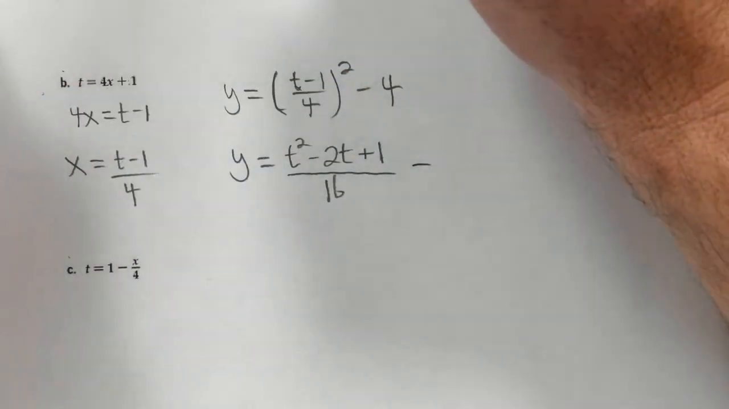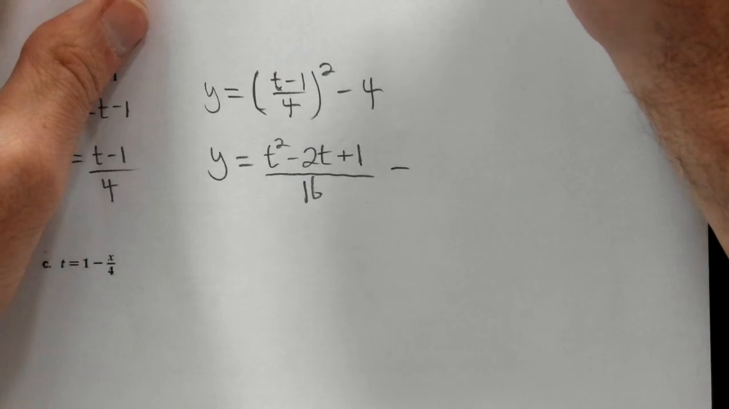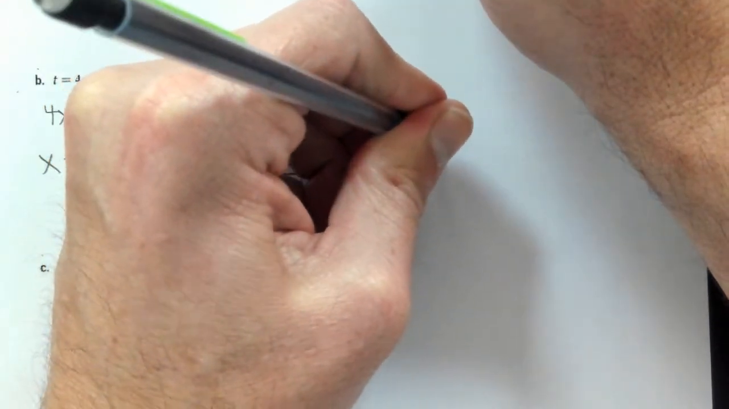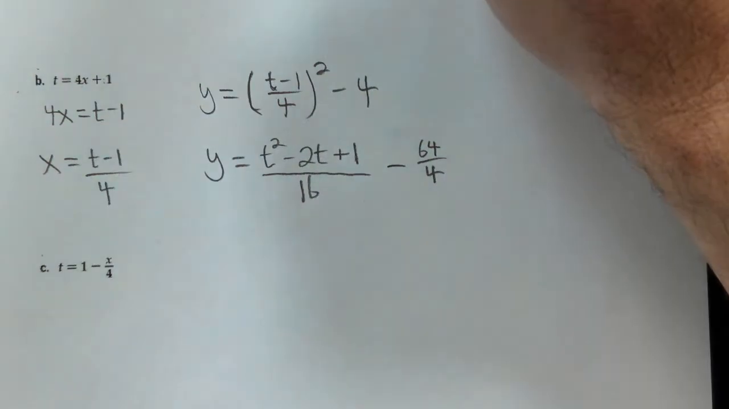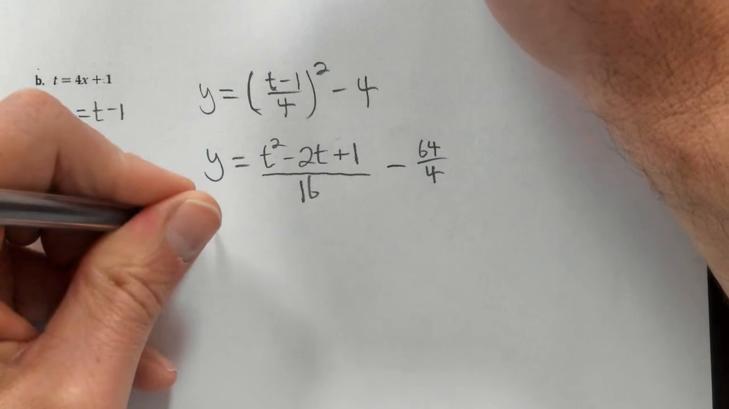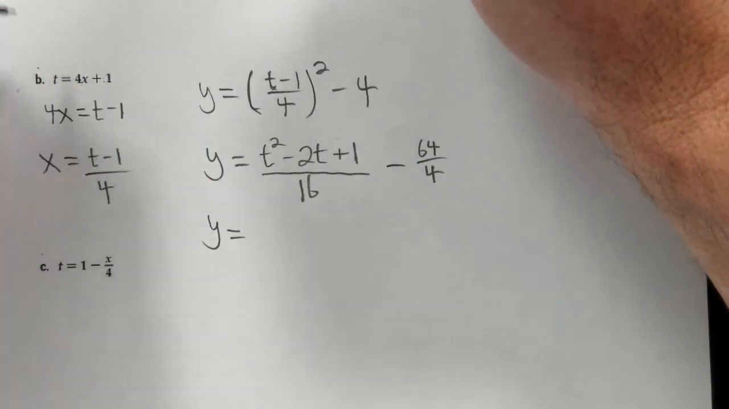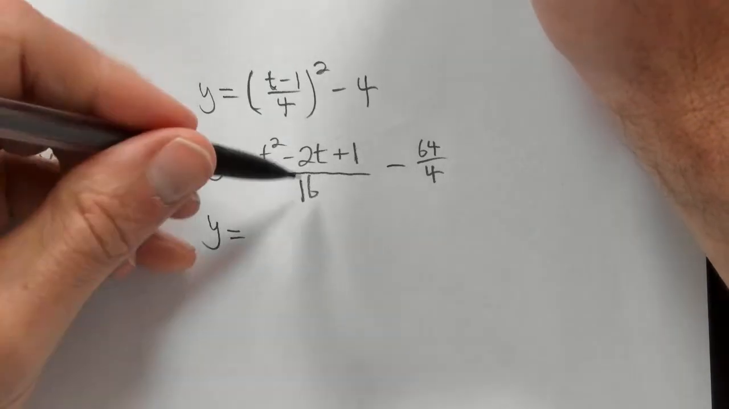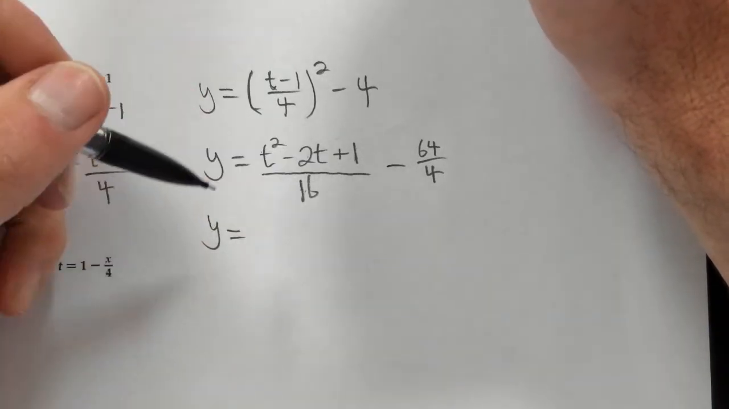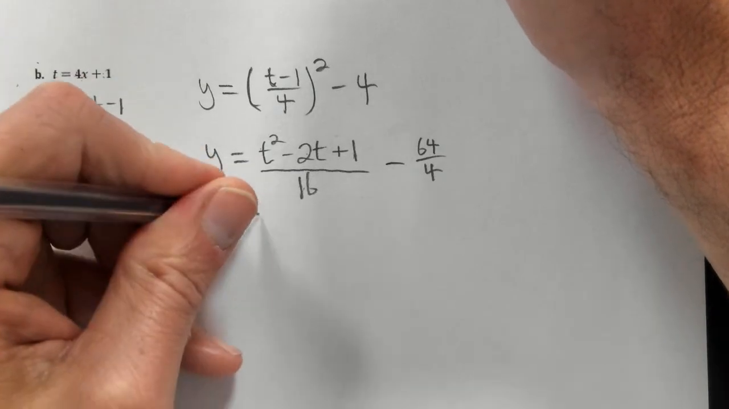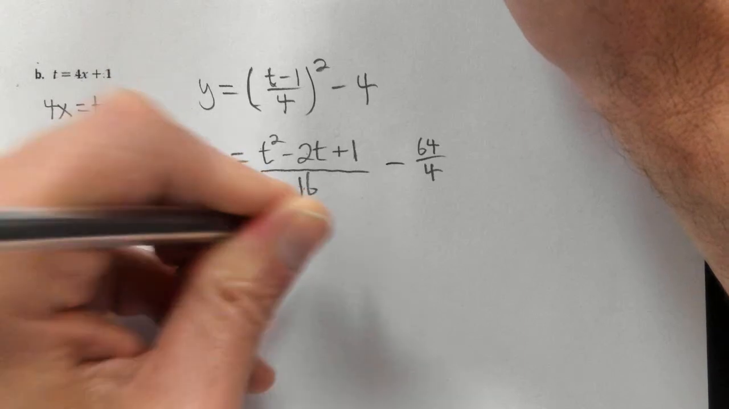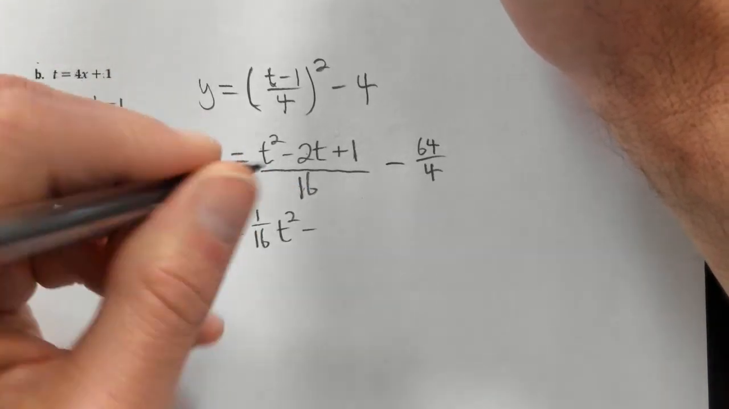And I'm actually going to go ahead and make that a common denominator by multiplying the top and the bottom by 4. And so that would be, what, 64 over 4. Okay? And in order to finish it, we got one more step. And so that is going to be now, and I'm going to actually divide the 16 into all of these terms. So that's going to be 1 over 16 t squared minus 1 over 8 t.